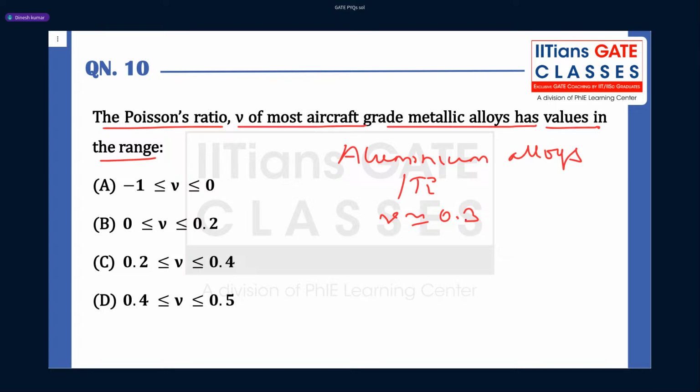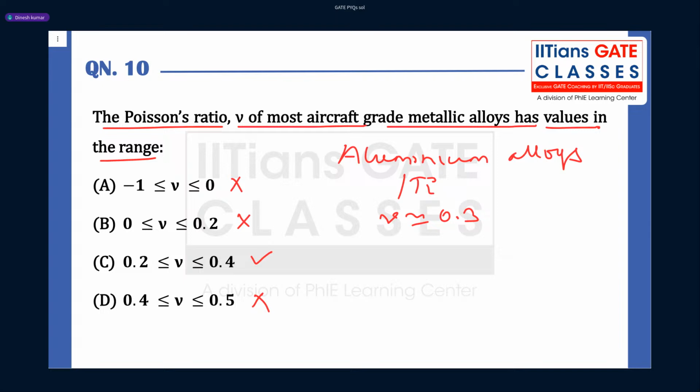In the first option it is not lying. In the second option also 0.3 is not lying. In option C, you can see it is between 0.2 to 0.4, so 0.3 is lying and C can be correct. And if you look at option D, again 0.3 is out of range, so D is not correct. So the correct answer is C.